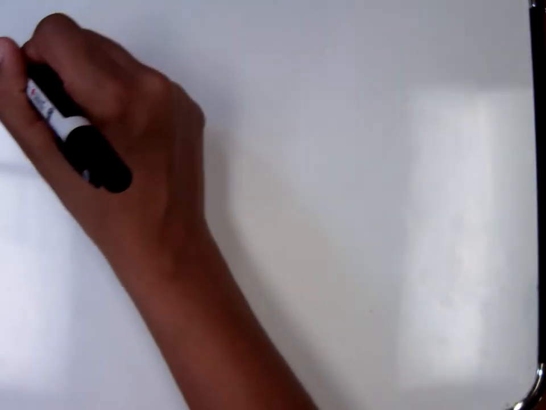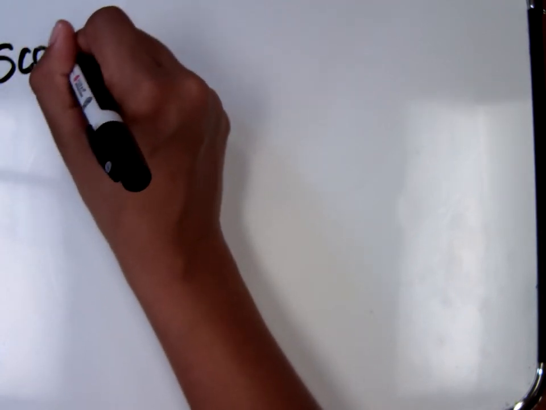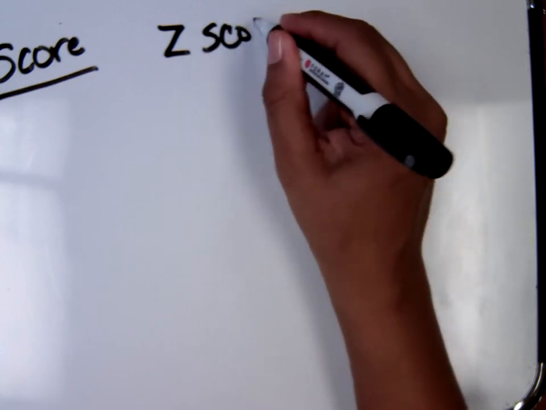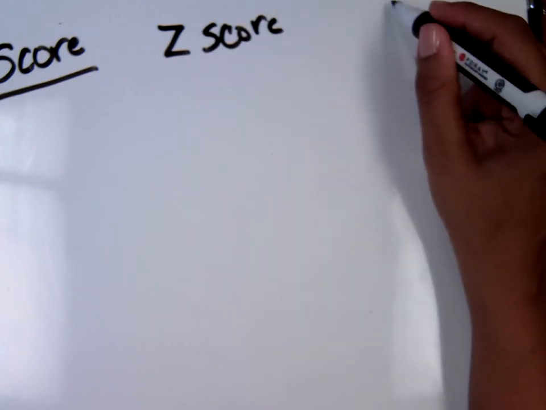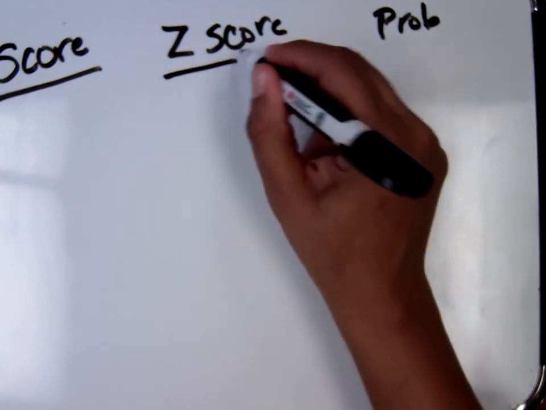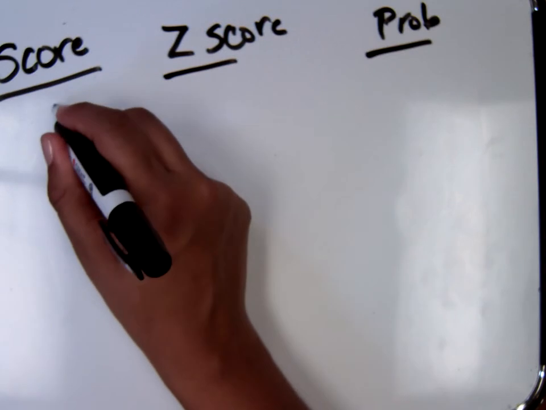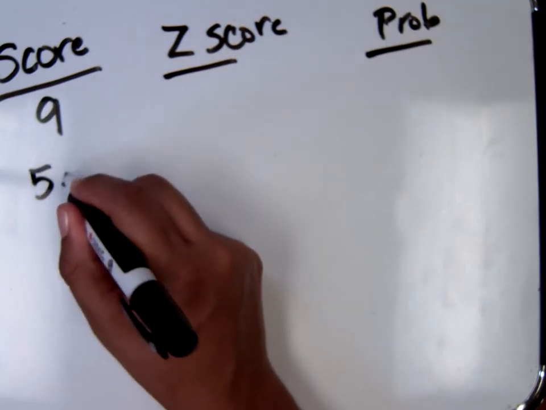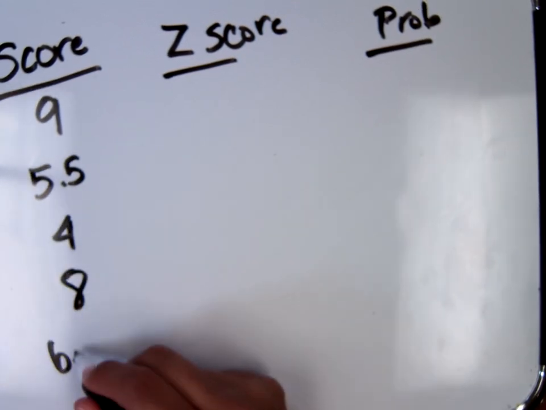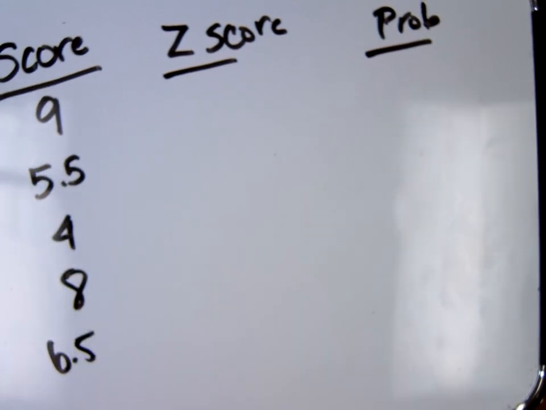Alright, so Handout 5.1 gives you the scores, asks you to calculate the z-score for each number, and then lists in the back, I'm just going to put on here, the probability of selecting something like that. My scores are 9, 5.5, 4, 8, 6.5, and the problem also tells you what the average is, as well as what the standard deviation is.